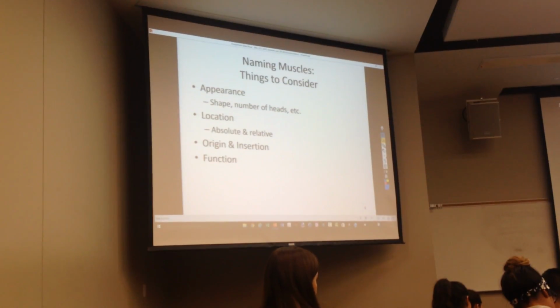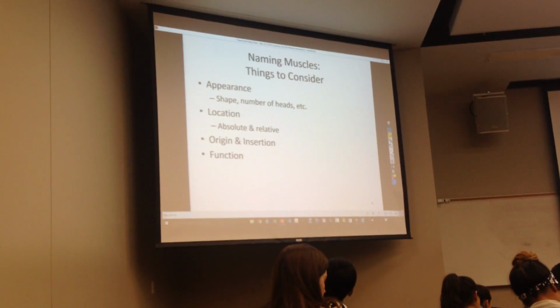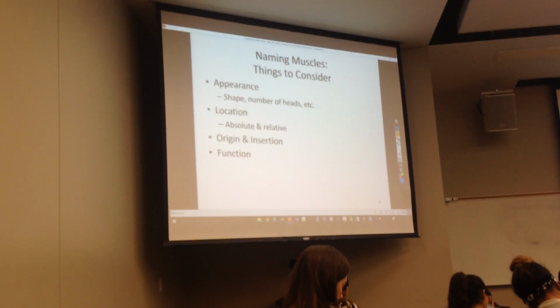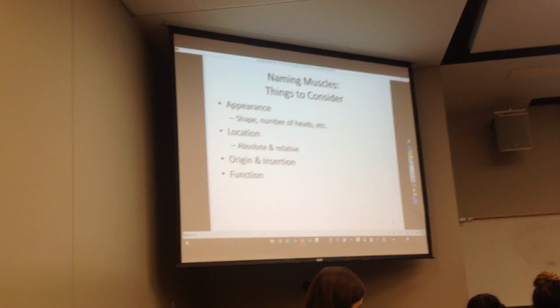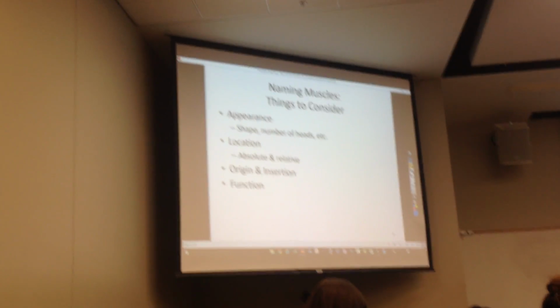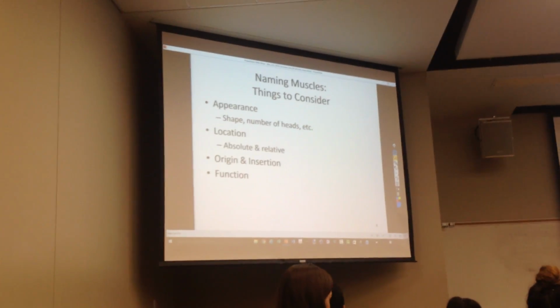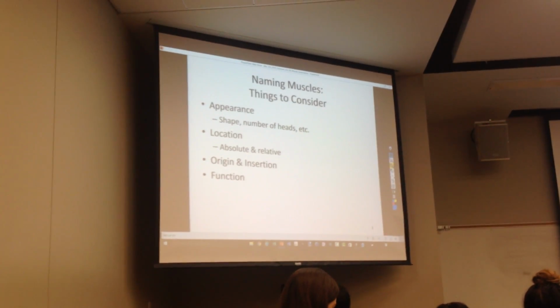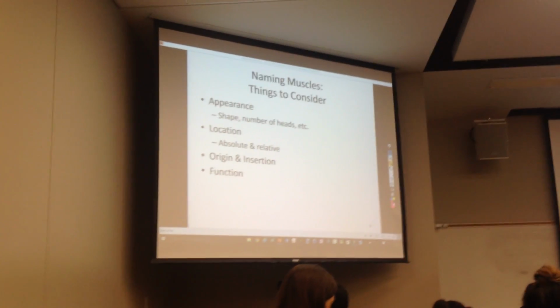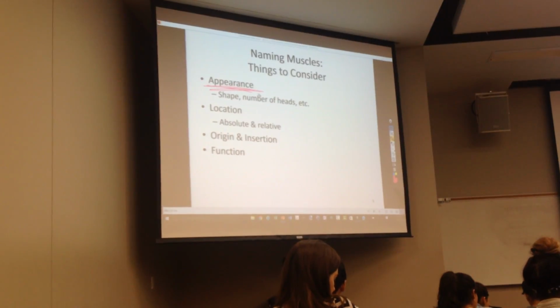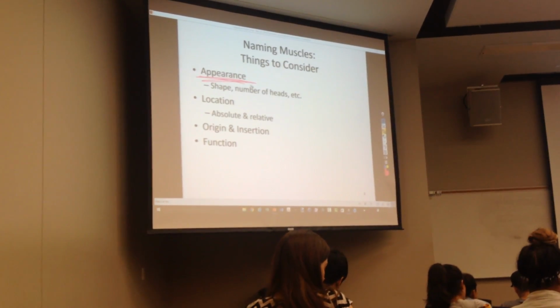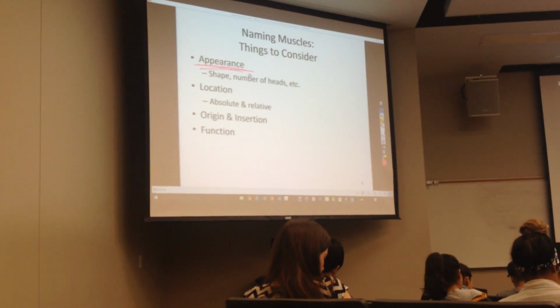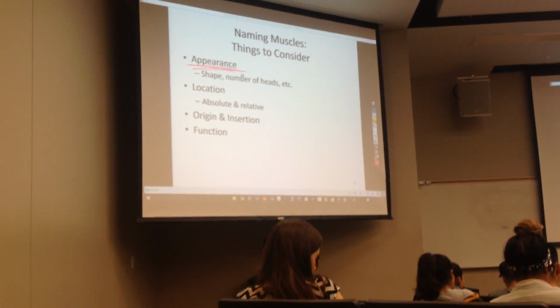Now, when we're actually talking about muscles themselves, one of the things that's very useful is if you understand how muscles are named. Okay? If we're talking about the naming conventions for musculature, one of the things you're going to want to pay attention to is the appearance of the muscle. Because that's often what we're doing, because anatomy really is descriptive. All you're doing is describing what you see.